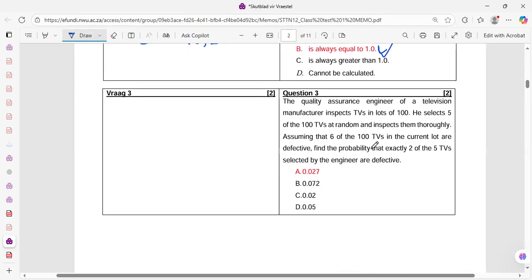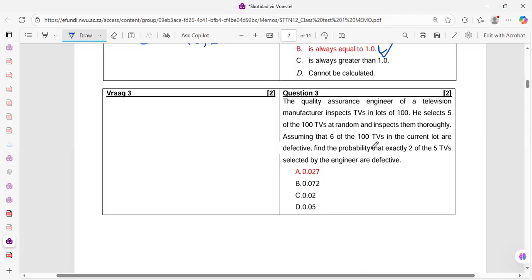Question 3. The quality assurance engineer of a television manufacturer inspects TVs in lots of 100. He selects 5 of the 100 TVs at random and inspects them thoroughly. Assume that 6 of the 100 TVs in the current lot are defective. Find the probability that exactly 2 of the 5 TVs selected by the engineer are defective.